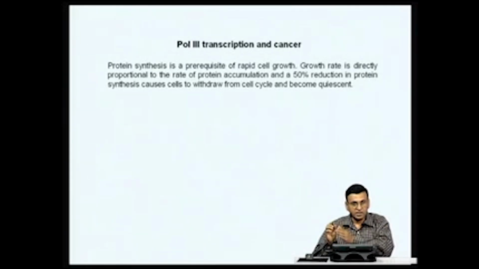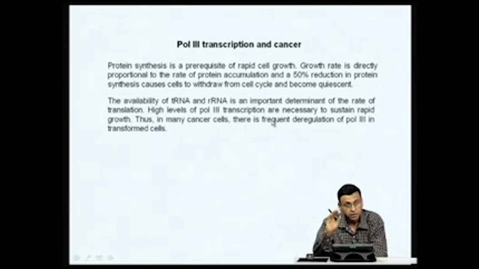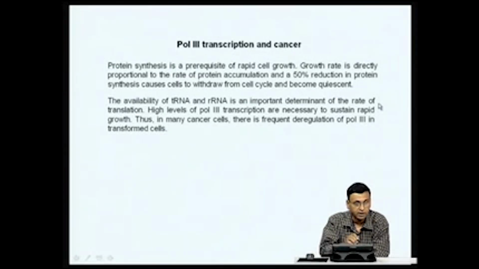So, the cells have to continuously divide, and protein synthesis has to take place continuously, and since ribosomes have to be made and tRNAs have to be made, that means Pol I transcription and Pol III transcription have to be regulated continuously. And if protein synthesis falls to 50% of normal, the cells will exit the cell cycle and go into a quiescent state. This is the basic principle. Now, the availability of transfer RNA and ribosomal RNA therefore is a very important determinant for the rate of translation.